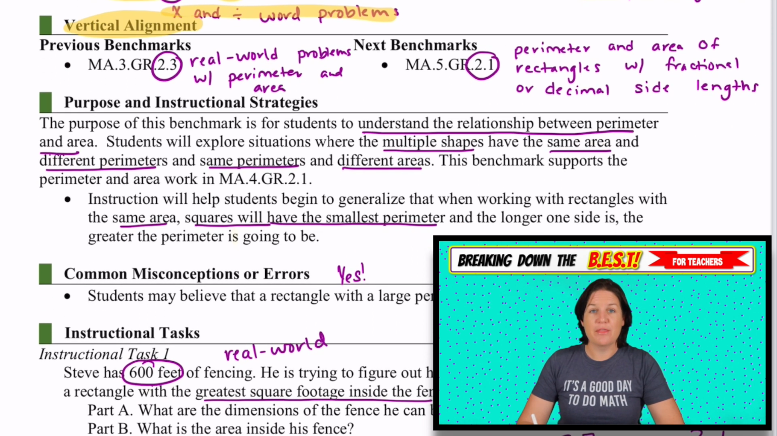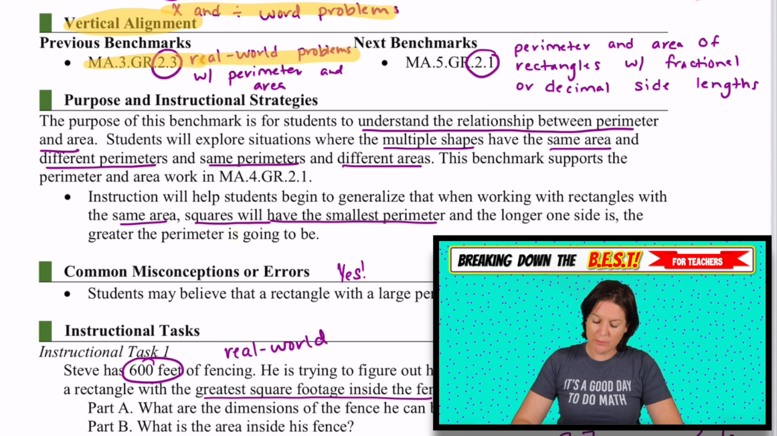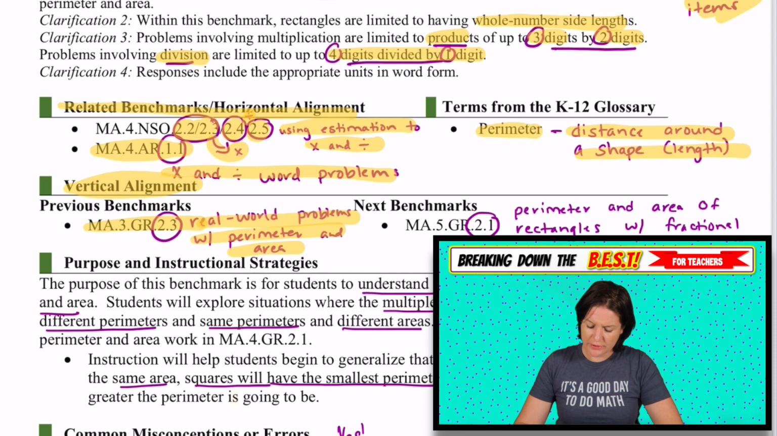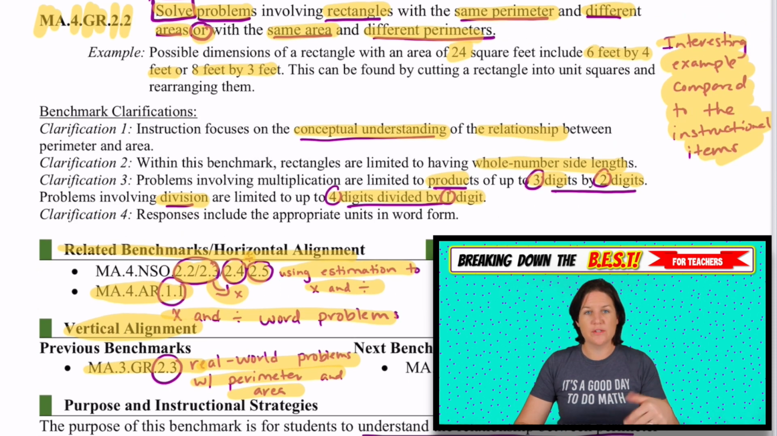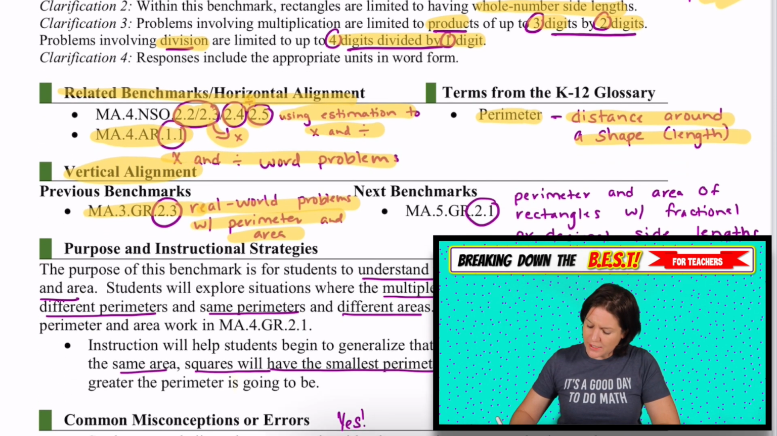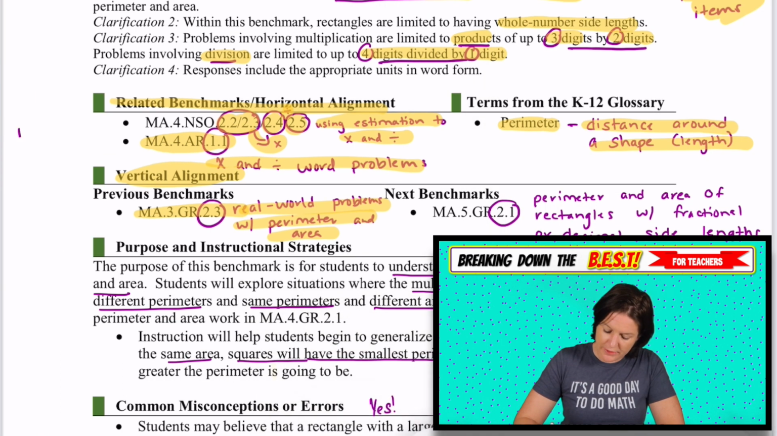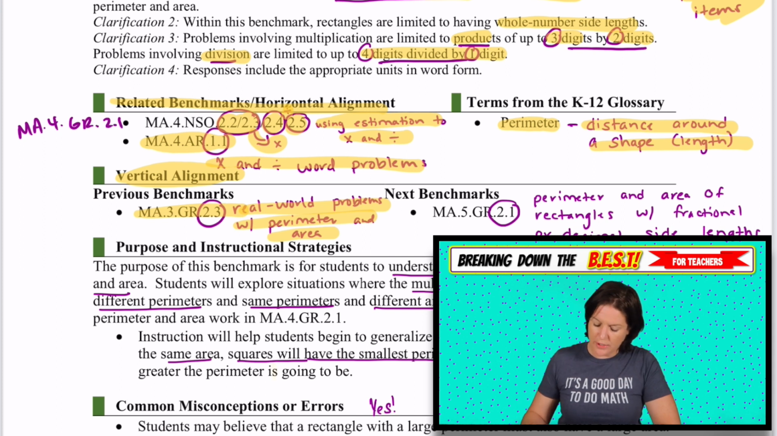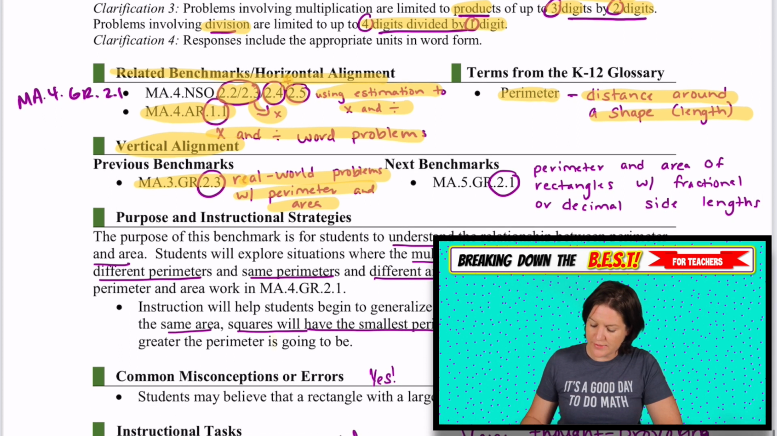Where are they coming from in 3rd grade? Well, they had MA.3.GR.2.3, which involved real-world problems with perimeter and area. There's also another standard for 4th grade, the one right before this, GR.2.1, which flows nicely into this standard as well. I'm not sure why they didn't mention it, so let's go ahead and just jot that one down too, shall we? So let's not forget MA.4.GR.2.1 also connects and aligns with this one.